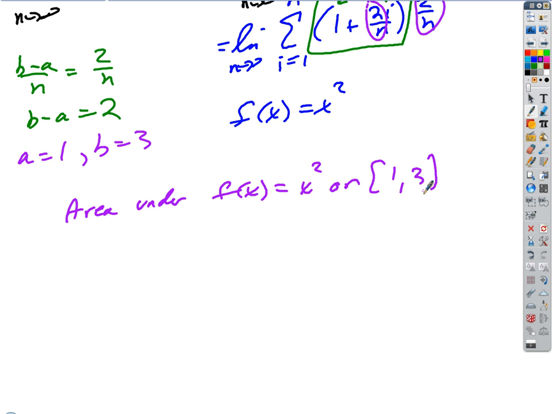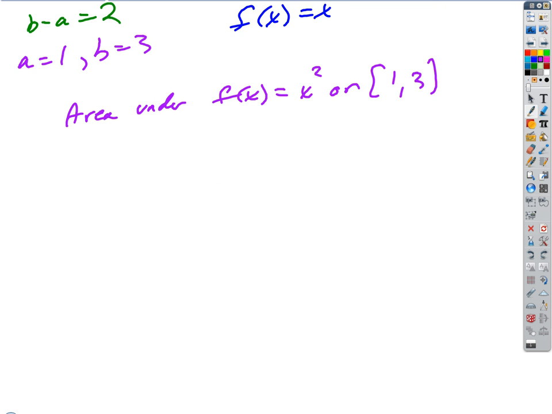So here's the notational shift we're going to make. Instead of having to write all this stuff out, we're just going to write this as a definite integral from now on. We're going to write this as the integral of f of x dx from a to b. And that's going to correspond to the area under the curve x squared on the interval from 1 to 3.